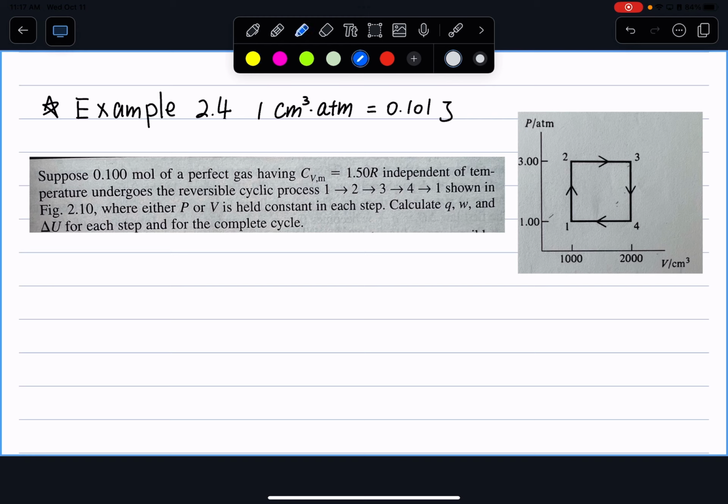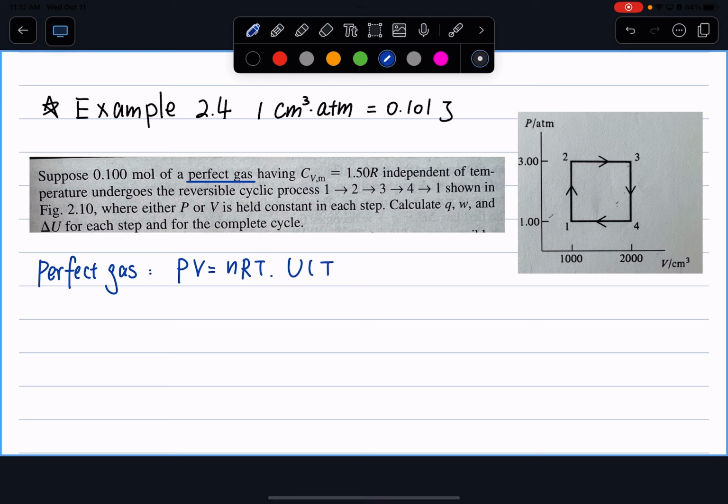So let's read this question together and see how we approach this kind of problem. Reading it, we have 0.1 mole of perfect gas. So now we know it is a perfect gas, and we can write several things. PV equals nRT, and we know U is a function of T, H is a function of T, and also Cp minus Cv equals nR. That's what we just derived.